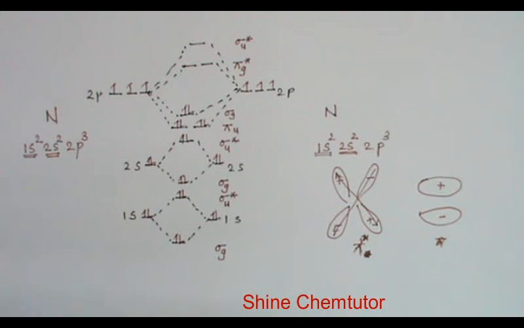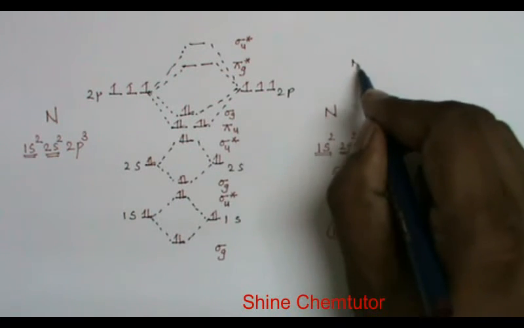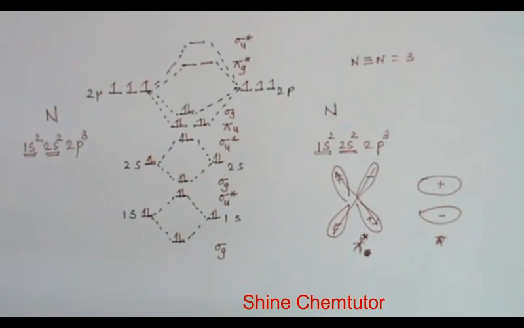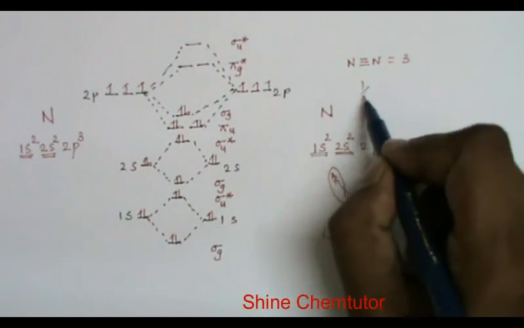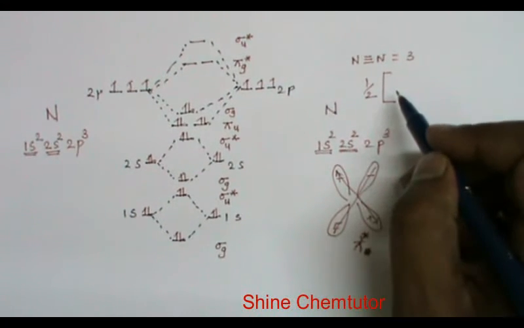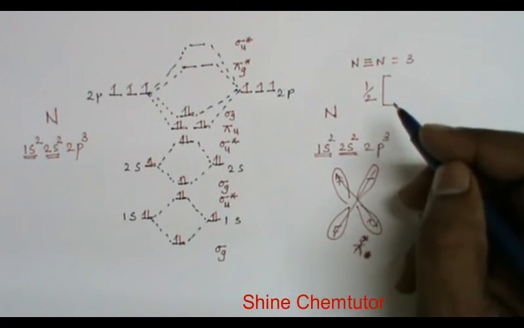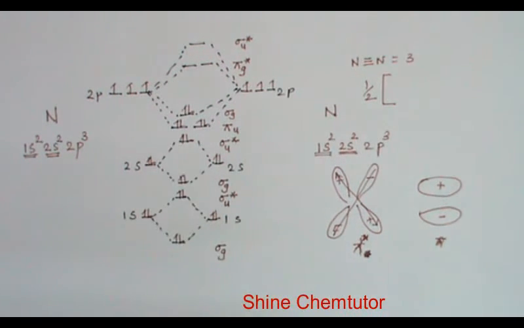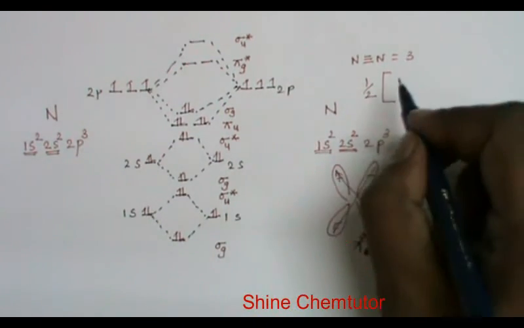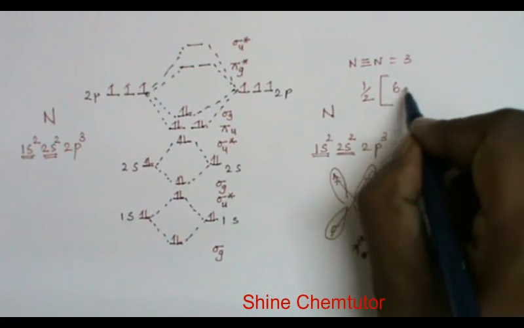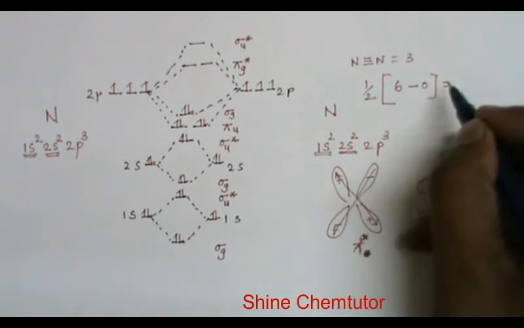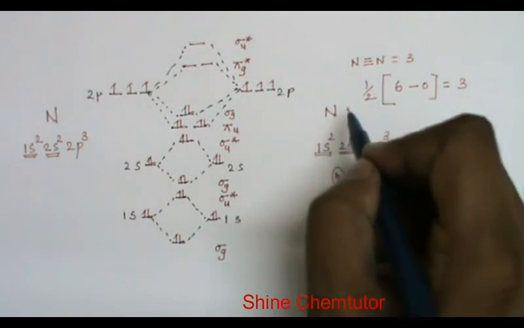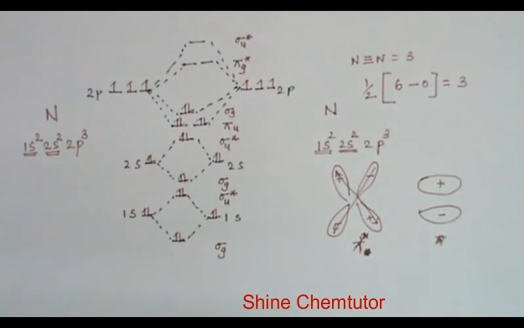Bond order. When you go for N2 molecule, you may know the bond order will be 3. You can calculate from here also. That is 1 by 2 number of bonding electron minus number of anti-bonding electron. When you go for 1s, it will get cancelled. Here also it will get cancelled. So I go for only the outermost. The bonding orbital will be 6, anti-bonding orbital will be 3. So if you go for the bond order, it will be 3. So for N2 molecule, the bond order is equal to 3.